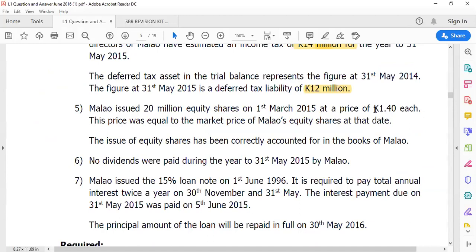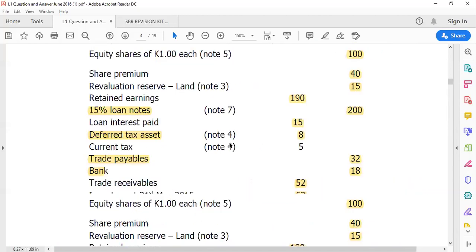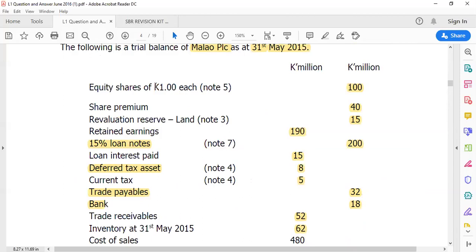See, issued shares at how much? At 140. Now, I want to tell you something. Whenever you see the shares were issued, simply run quickly and check out the par value of the shares in the trial balance. So what was the par value? The shares for Malawi PLC were 1/4 each. Are you seeing? Meaning that if he issues 20 shares, 1/4 is going to go to the share capital straight.